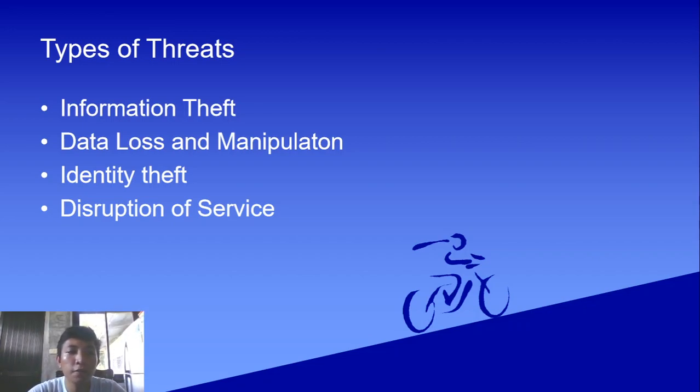First, information theft. Information theft is breaking into a computer to obtain confidential information. Information can be used or sold for various purposes. For instance, stealing an organization's proprietary information such as research and development information.